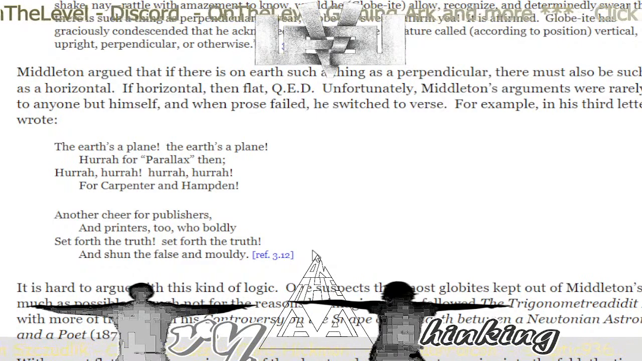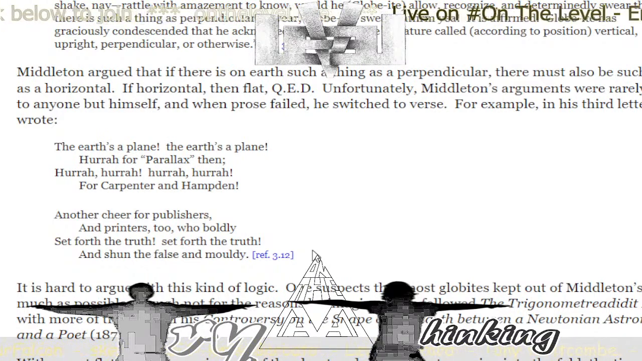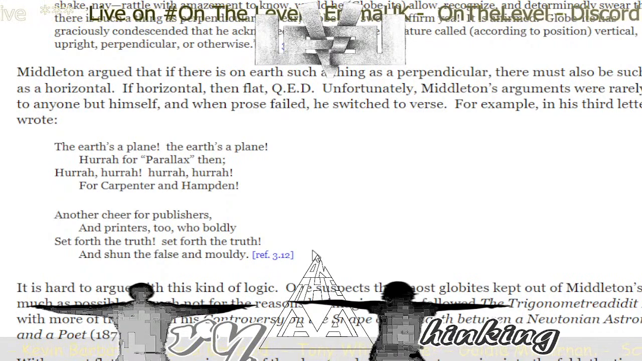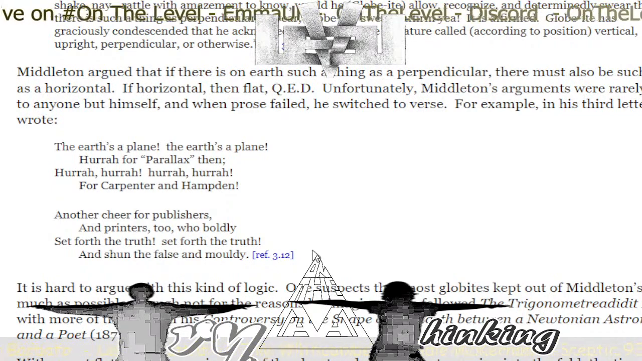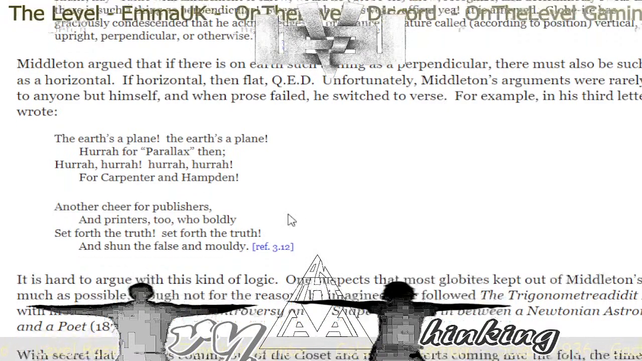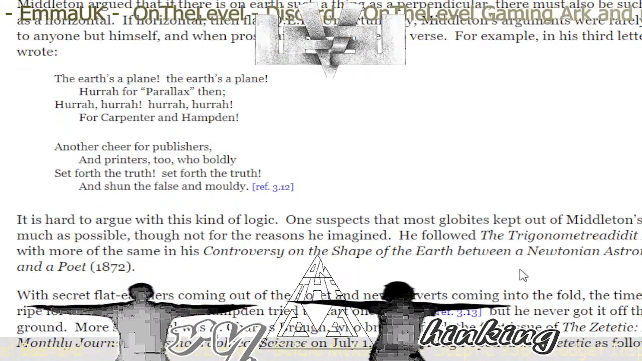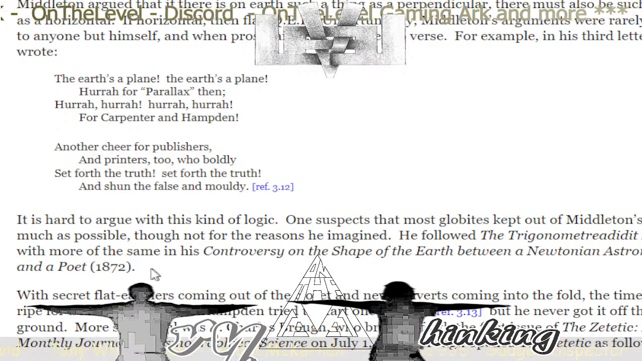He's not quite got what Buster's got in his lyrics, but it's hard to argue with this kind of logic. One suspects that most globites kept out of Middleton's way as much as possible, though not for the reasons he imagined. He followed the trigonometra letters with more of the same in his controversy of the shape of the earth between Newtonian astronomer and a poet, 1872.